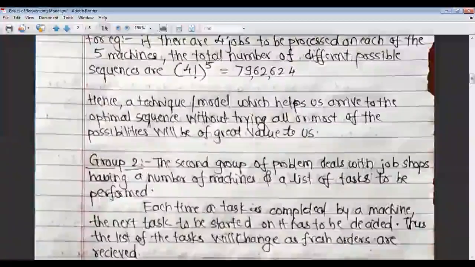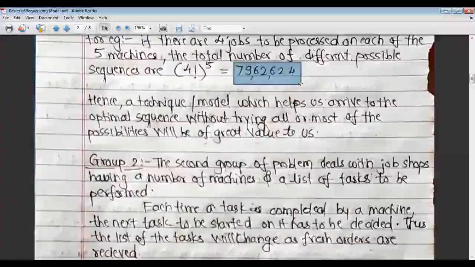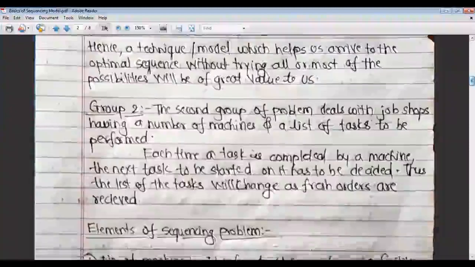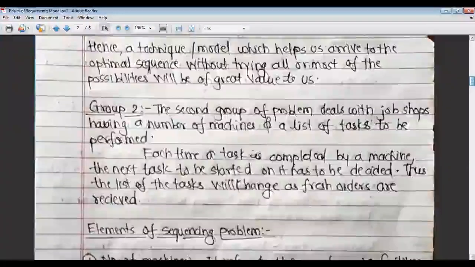Because we cannot focus upon all 79 lakh 62,624 different possible sequences. We will have to find that optimal sequence with less effort, right? So here the sequencing model is going to help us with that particular thing, right? So that is the importance, or the need, of your sequencing model, right?